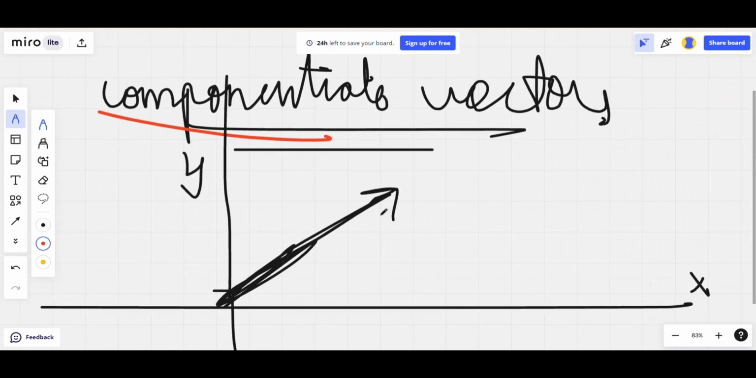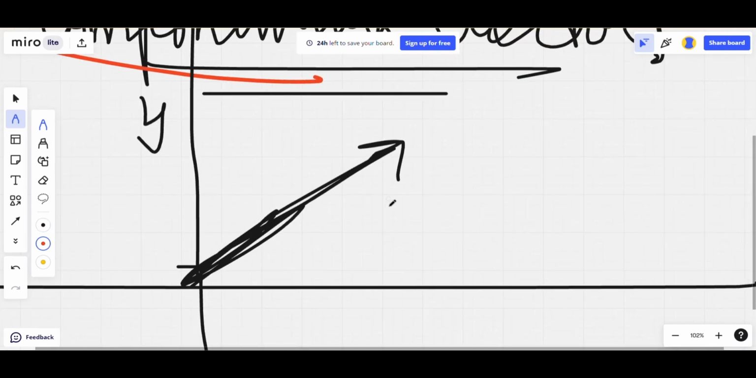Now we can break down this vector into two components. We can think about it in such a way, like let's say that this vector is a force vector. We can say that a force in this direction is potentially occurring due to some force in this direction and some force in this direction, and as a result this force is occurring. So this is how we break down a vector, any vector.